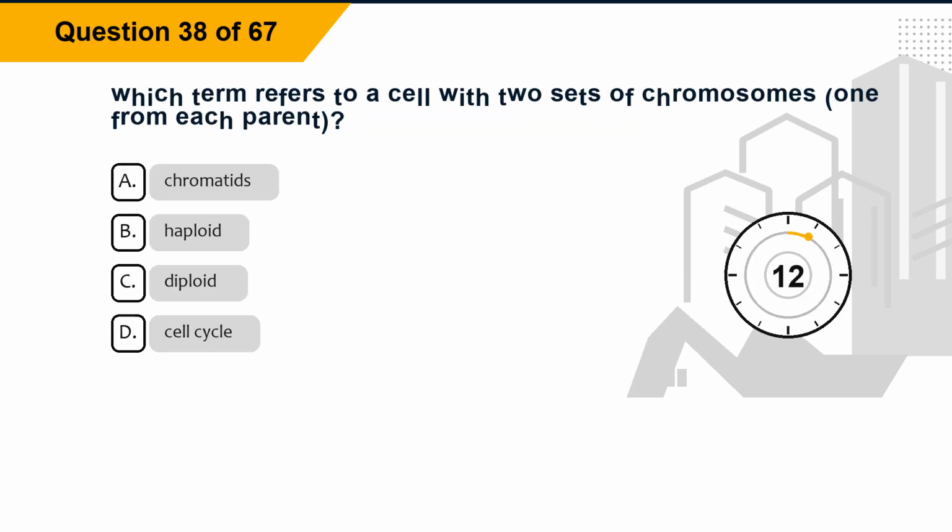Question 38. Which term refers to a cell with two sets of chromosomes, one from each parent? Option A, chromatids. Option B, haploid. Option C, diploid. Option D, cell cycle.